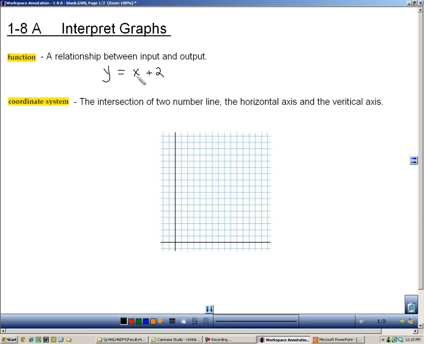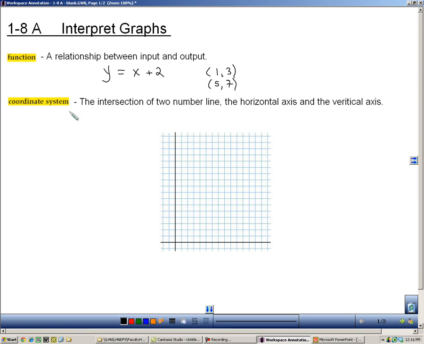If I were to put a 1 in for x, that's called the input. 1 plus 2 is 3, then the y would be 3. And we'd create an ordered pair of 1, 3. If I were to put something else in, like a 5 in for x, 5 plus 2 is 7, therefore y would equal 7. That's a specific example of a mathematical function. We're kind of going to use that as a broader term in the next couple of examples.